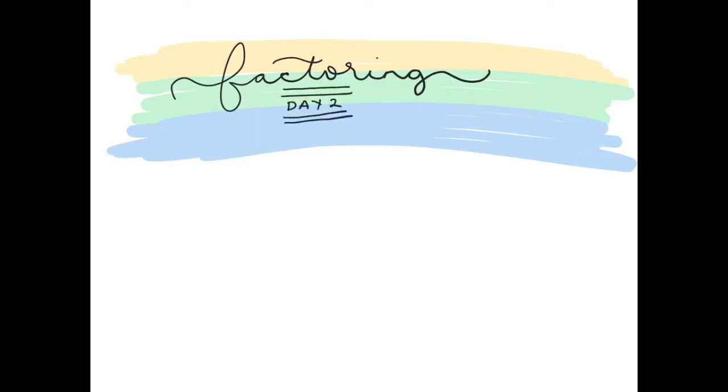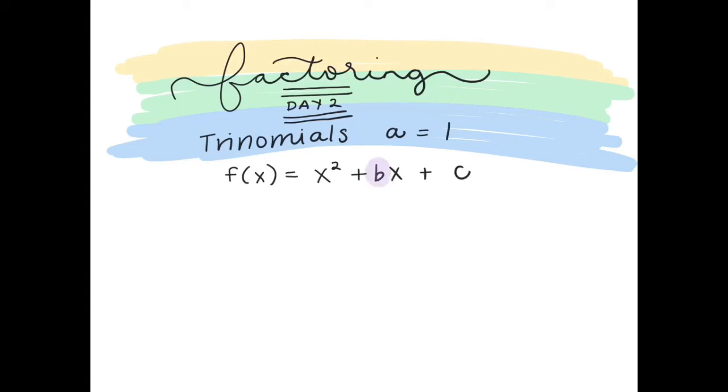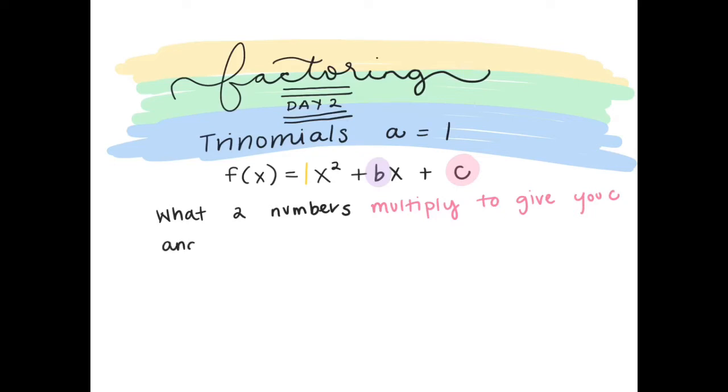Day 2. So today, what I want to focus on is when we have a trinomial with a leading coefficient of 1. We will say for these a equals 1. So we have f of x is equal to x squared plus bx plus c. And that's where my 1 should live. The question I want you to ask yourself is what two numbers multiply to give you c, which is the number in the back, and add to give you b, which is the number in the middle.